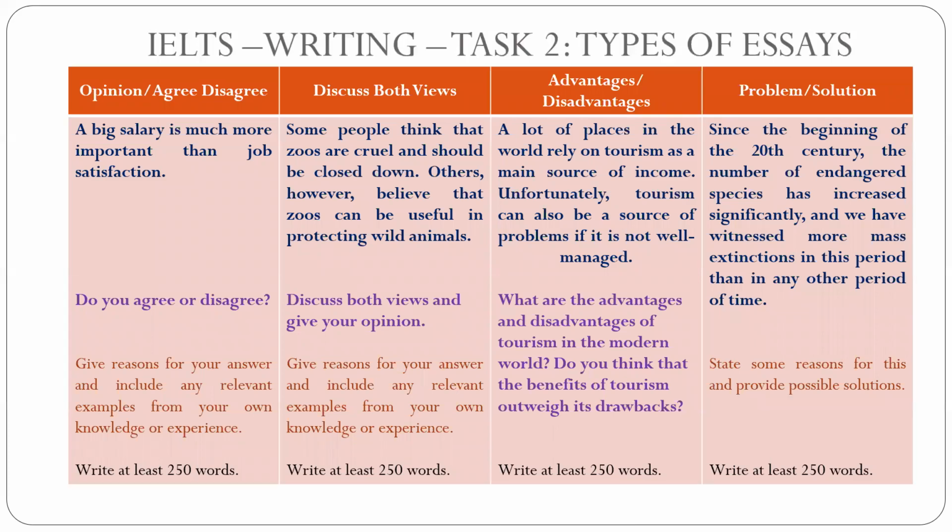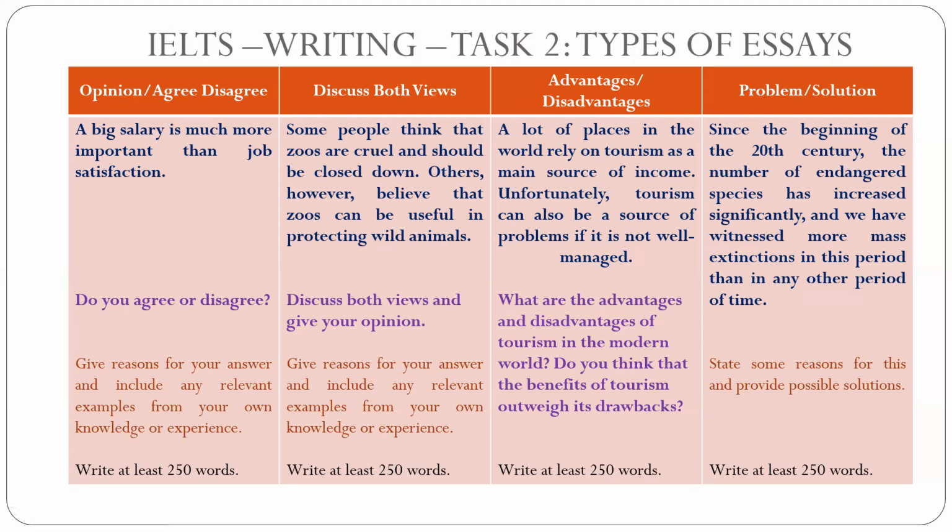Now, broadly speaking, there are 4 different types of essays. One is agree-disagree essay, also termed as opinion essay. For example, a big salary is much more important than job satisfaction. Do you agree or disagree? So this is the first type of question. Agree, disagree, or they ask you for your opinion.